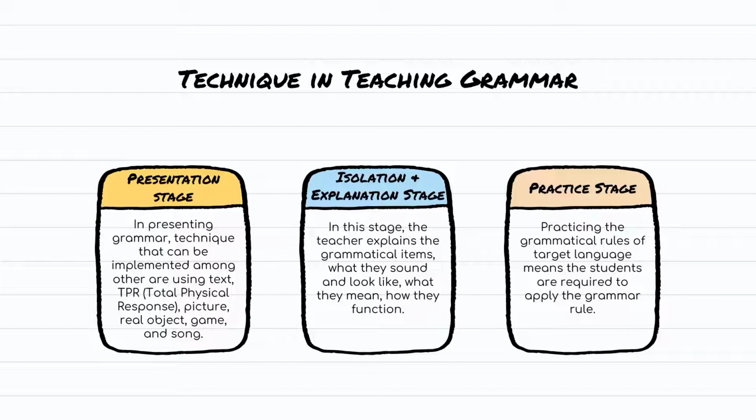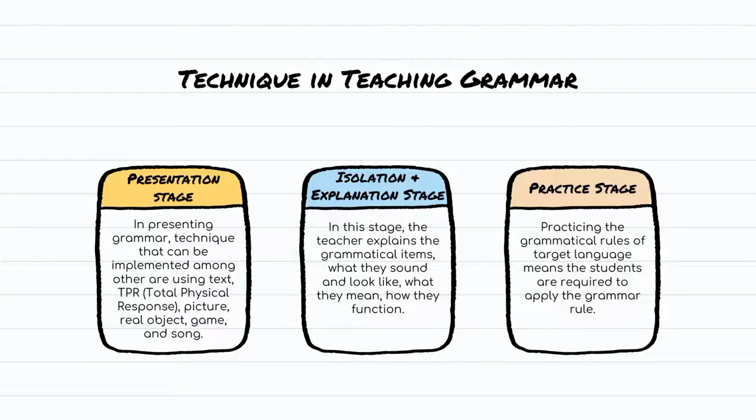Using object in presentation stage, the teacher can use the things around the students as media in presenting and explaining imperative sentence, such as the teacher holding a pen or book while saying, "Take the pen, take the book." Then ask the students to say as the teacher says.